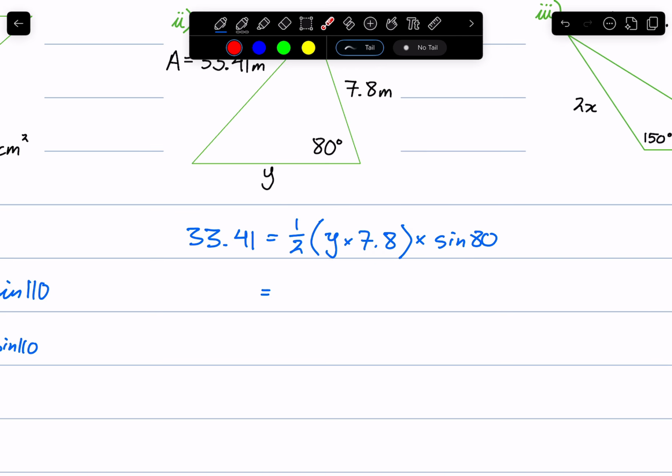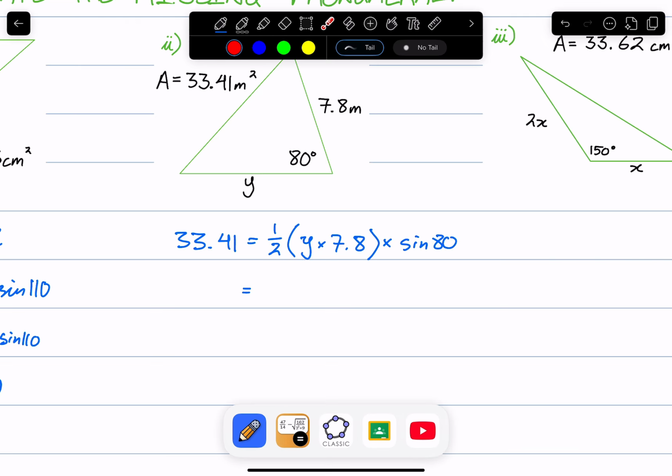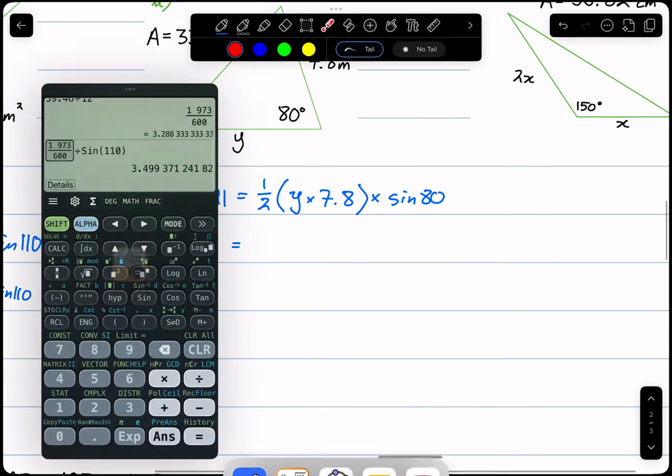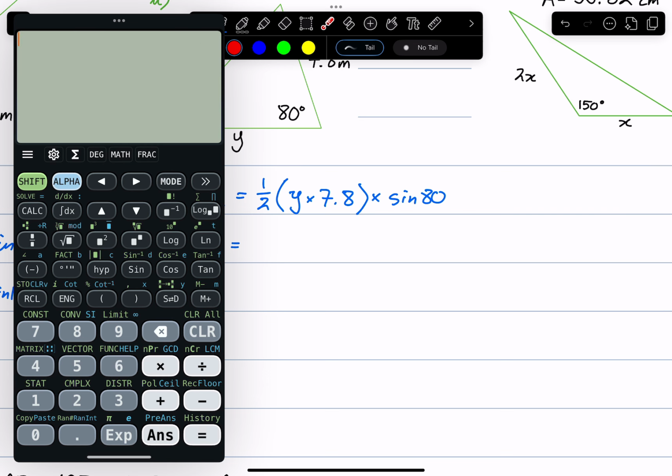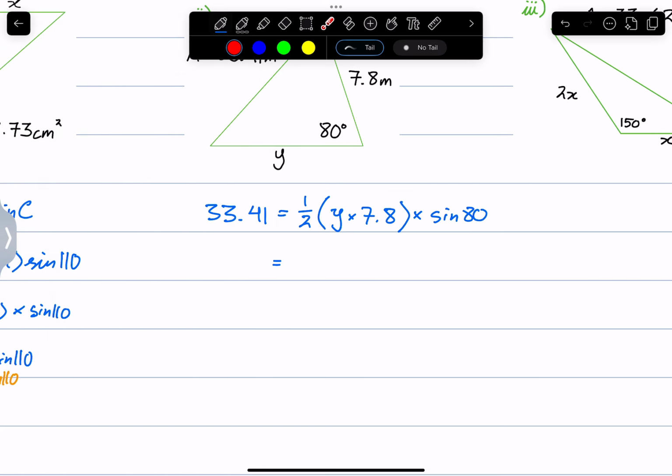To simplify the problem, we would type into our calculator everything we can that is just a number. That means we leave y out of the calculation. This is what I mean. Ready? We would do half times 7.8 times sine 80. Notice how I'm multiplying all the numbers together and leaving y on its own. So that would then get me the answer.